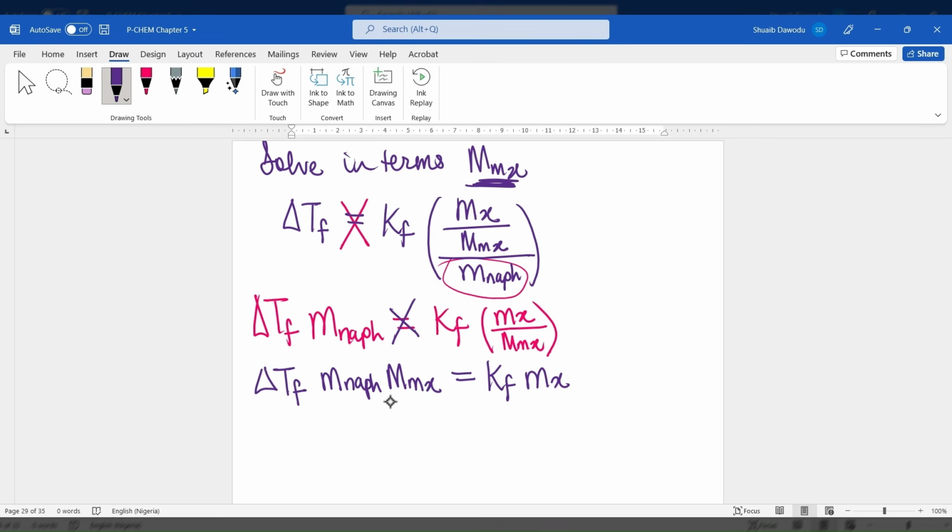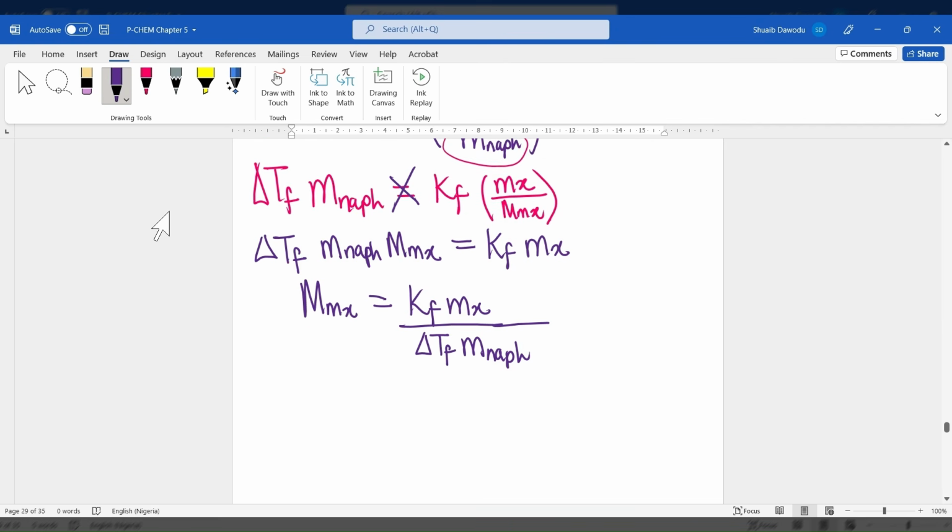So, since we're trying to get this in terms of the equation, that would be M sub X. So M sub X is equal to K sub F times M sub X divided by change in T sub F multiplied by M sub naphthalene. So that's basically it. We already know the value for K_F, the mass of X, the change in T_F, and the mass of naphthalene, which we have to make sure is kept in kilograms. So we can simply solve this question.